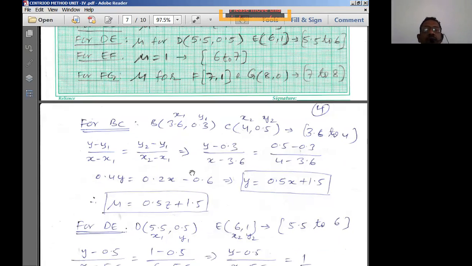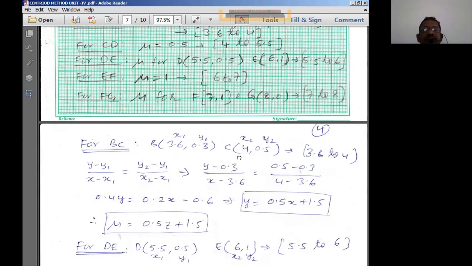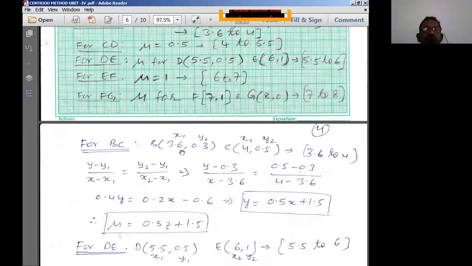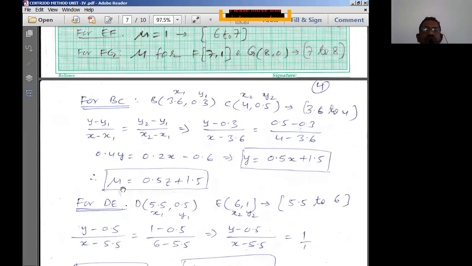Now, once you solve this, what are you going to get? You're going to get the equation as y is equal to 0.5x plus 1.5. Now, what is y? Y is the resultant, on the y-axis. On the y-axis, we have the membership function mu. So I can replace y with mu, and x I can replace with z. Z is my fuzzy set value. So finally I can write the equation as mu is equal to 0.5z plus 1.5 over the limits 3.6 to 4 for this line BC.